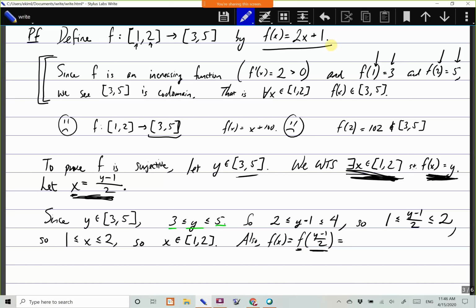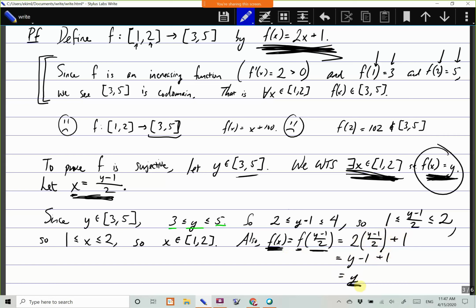You have to go back to the rule that's up at the top. f of input is 2 times input plus 1. So 2 times input, then plus 1. And so you cancel the 2's and you have y minus 1 plus 1. And so you end up with y. That's what we needed, right? We needed to prove f of x equals y, and I've done that for you. There's f of x and there's y. All I did was use earlier equations, so the argument should be sound here.